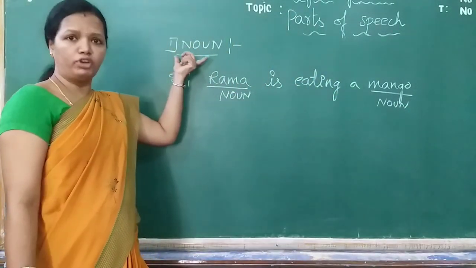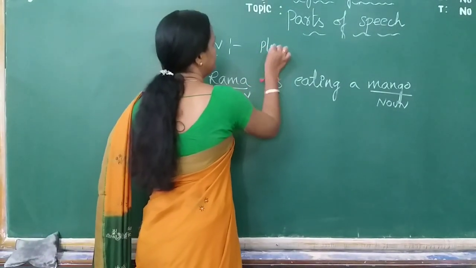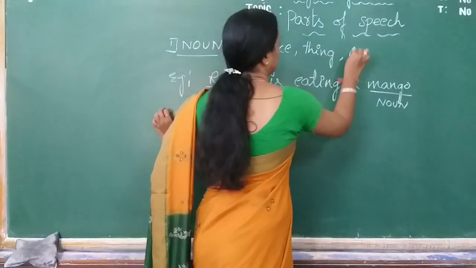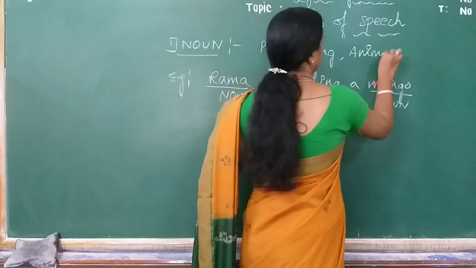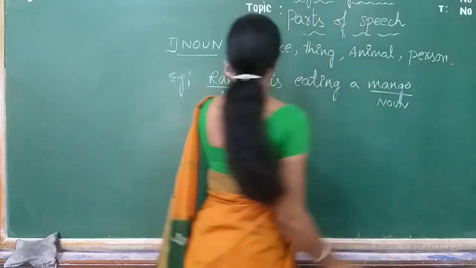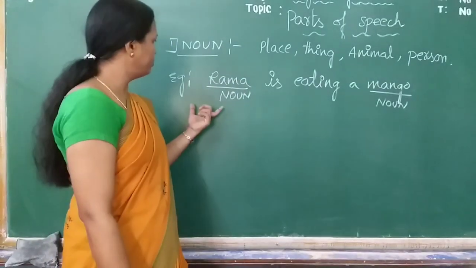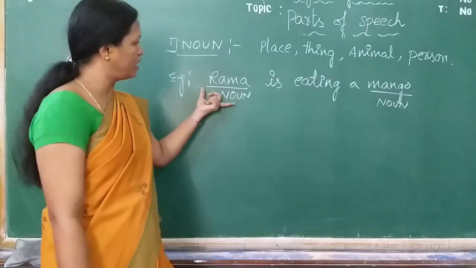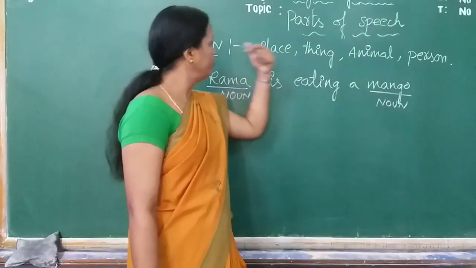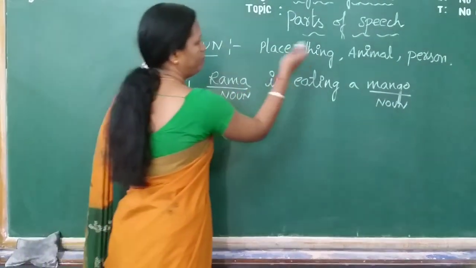So in the definition of noun, I told you about the name of a place, thing, animal, and person. So noun is the name of a person, place, animal, thing. So here in this sentence we have come across 2 things. That is, Rama is the name of a person and mango is the name of a thing. It is a fruit. Okay, and we should take one more example, that is place and animal.